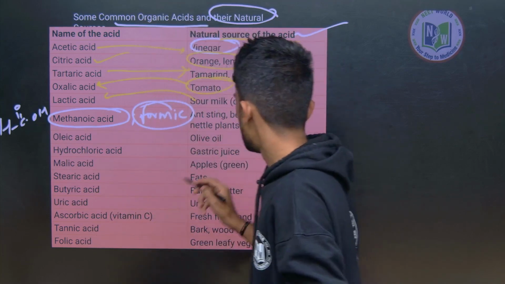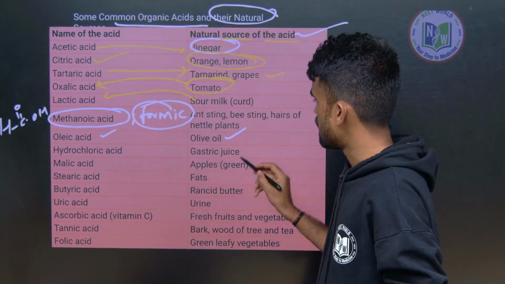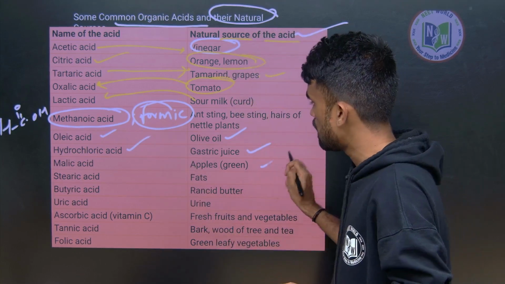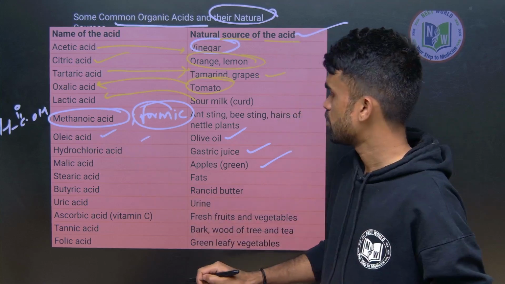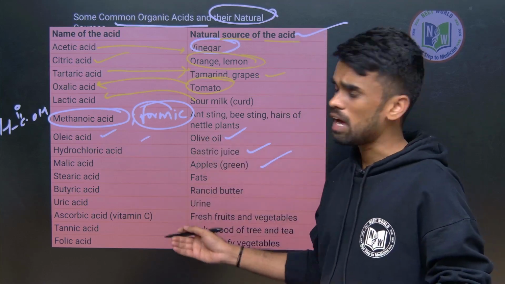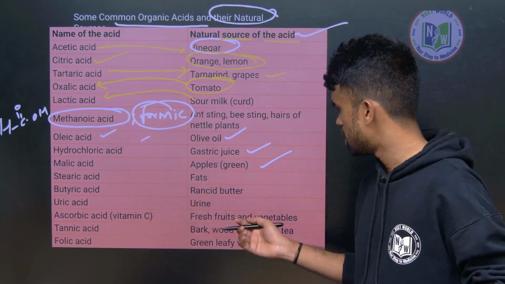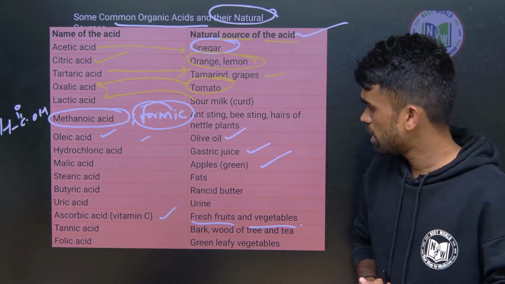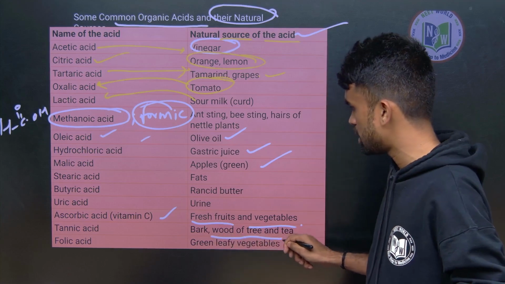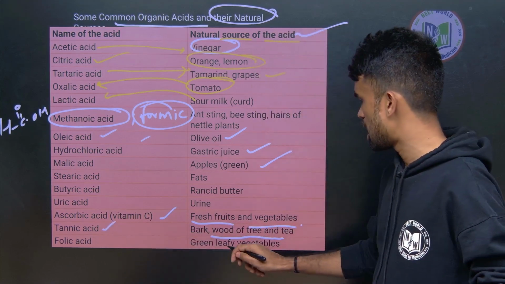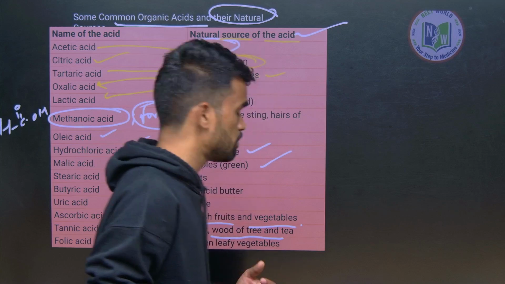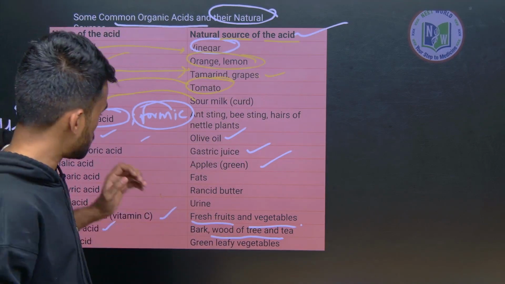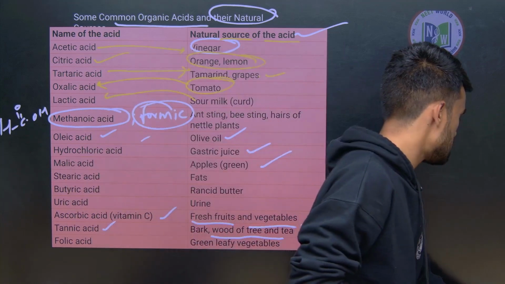Then next, olive oil has oleic acid. Gastric juice in the stomach has hydrochloric acid, HCl. Green apples have malic acid. Urine has uric acid, and fresh fruits and vegetables have ascorbic acid. The bark and wood of trees, and tea, contain tannic acid, and folic acid is in green leaves. These things you should remember, because we use all of them in our daily life. So it is better to remember the acids and their sources.